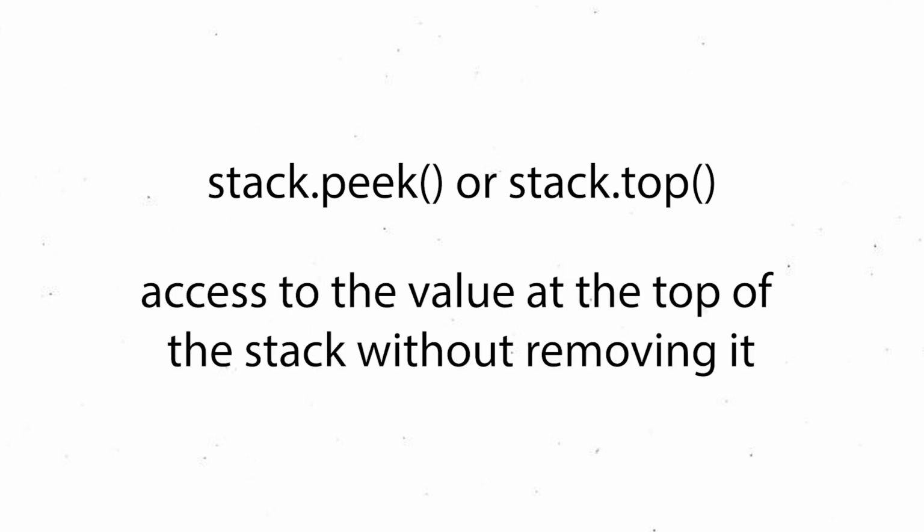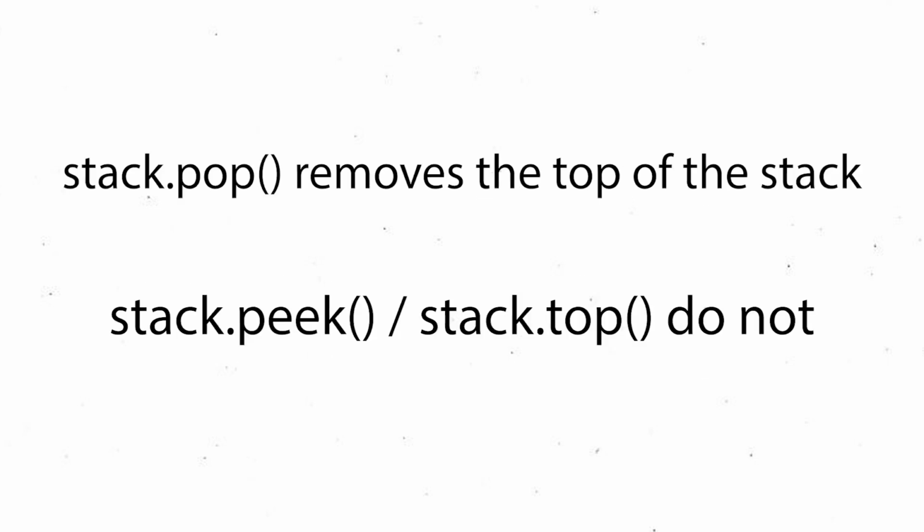Another method we should be aware of is the peek method, sometimes referred to as the top method, where you just check what is on the top of the stack. Unlike the stack.pop method, this does not remove the value from the stack. So the difference is stack.pop will remove the top of the stack, and then you'll have access to that value, whereas stack.peek or stack.top will just check what is at the top of the stack, and you can just see that and it will stay there.